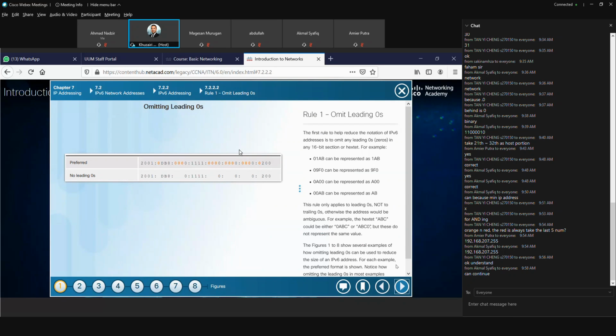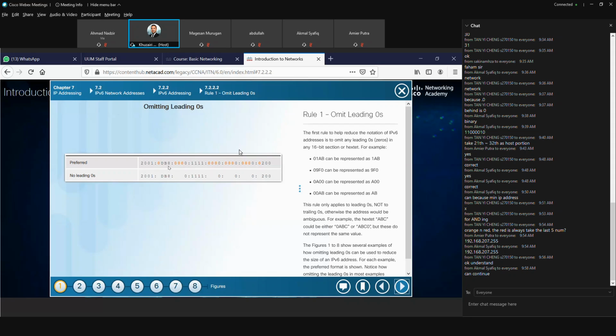Even though writing IP version 6 is very long, you can simplify it. Rule number 1: IP version 6 can be simplified by omitting leading zeros.